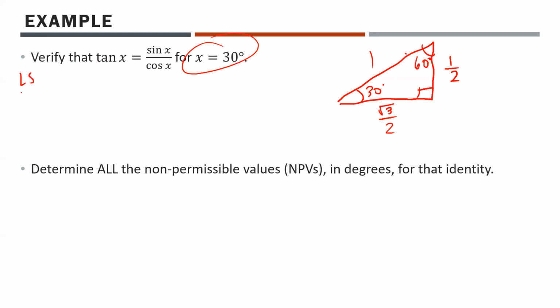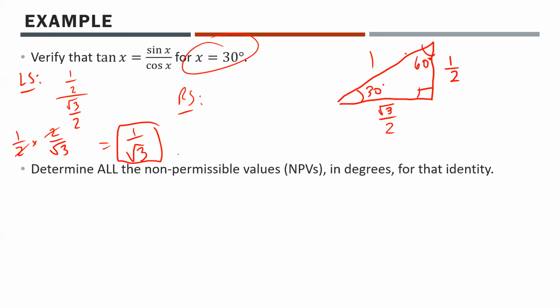So for the left side, opposite over adjacent means we have 1 over 2 over √3 over 2. Well, that is a fraction divided by a fraction, so we'll keep, change, flip. Well, 2 and 2, those will cancel out. We're going to be left with 1 over √3. Cool. All right. Now for the right side, got to do kind of the same idea.